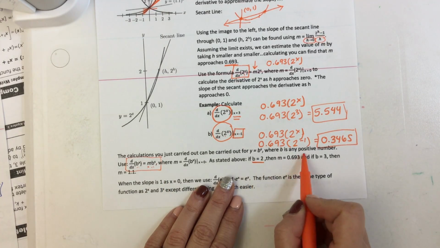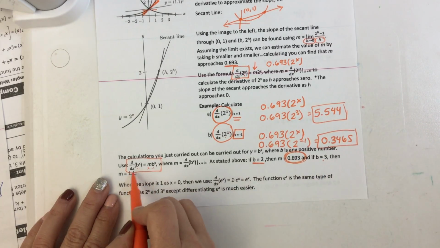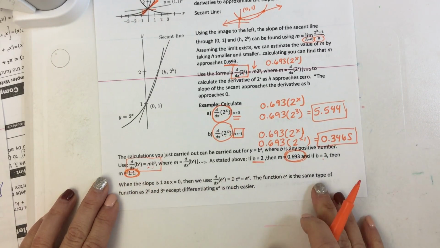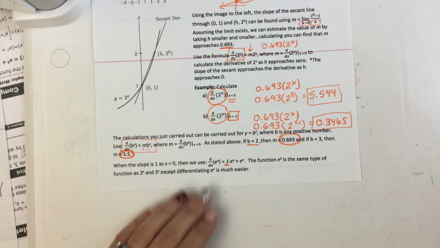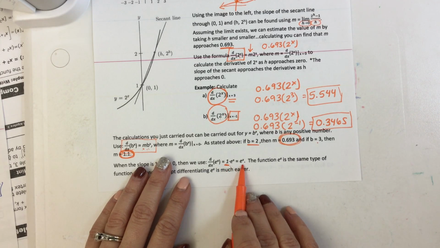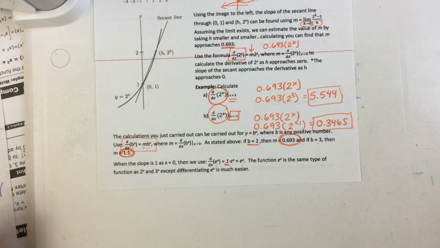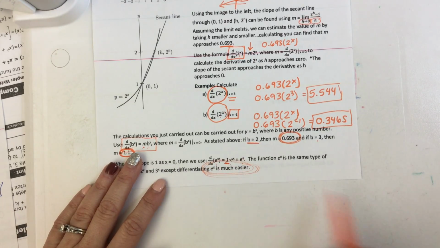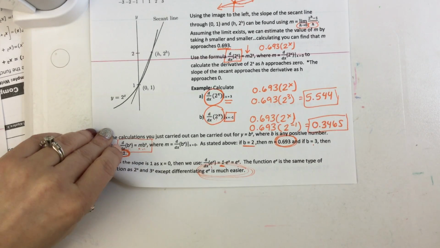When it's 2 to the power of x, we use 0.693. When it's 3 to the power of x, we use 1.1. If it's e, it's 1. Those are the only 3 that we will actually look at. The cool thing is 1 times e to the x is e to the x, so the derivative of e to the x is e to the x. That makes a lot of these derivative rules that we've been using a lot easier than when we're working with numbers.